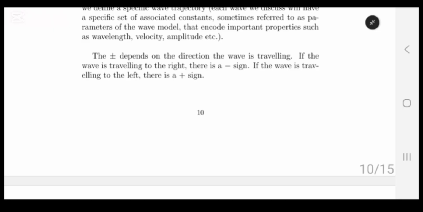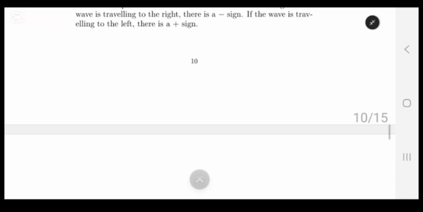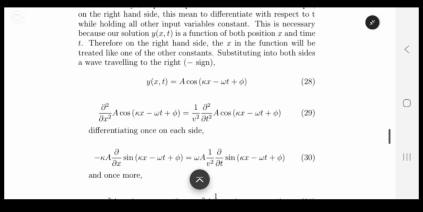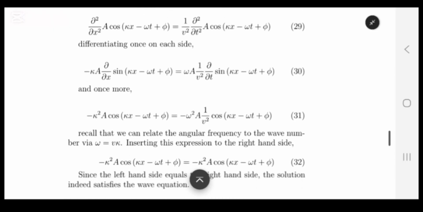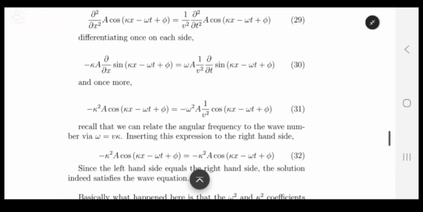Okay, I want to reiterate, this function is a solution to the equation of motion, that is the wave equation. So if we plug in our wave function into both sides of the wave equation, we get left-hand side equals right-hand side forever, just like we got with the ideal spring. So you take two x derivatives on this side, two t derivatives on this side, you will always get these two are equal, therefore it satisfies that equation of motion.